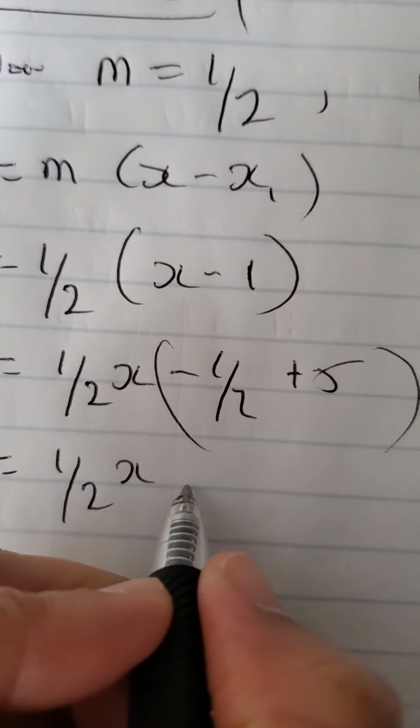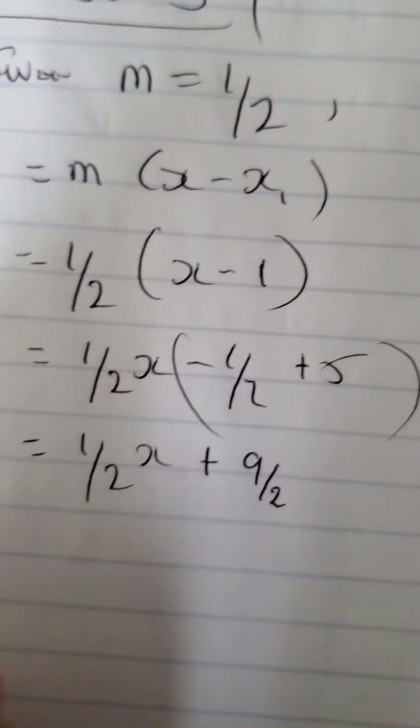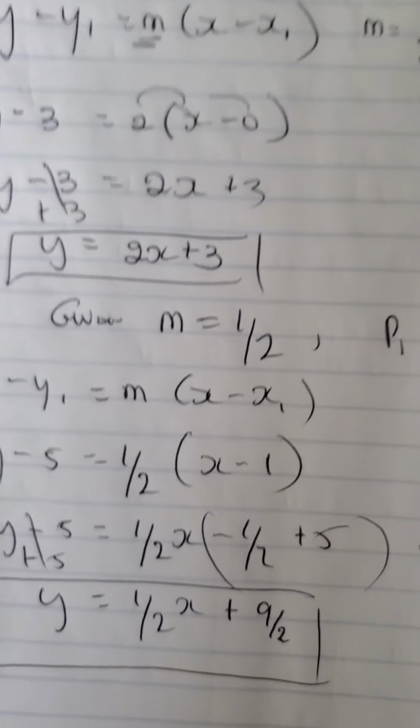No need to convert into a mixed number. I would leave it as an improper fraction. And this is my equation of the line.